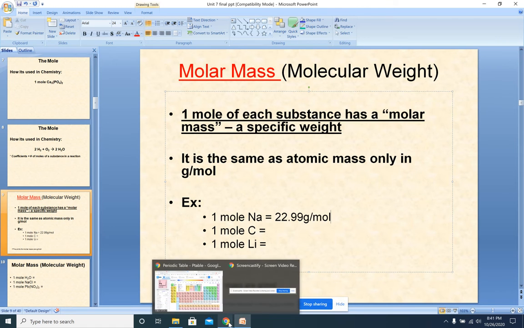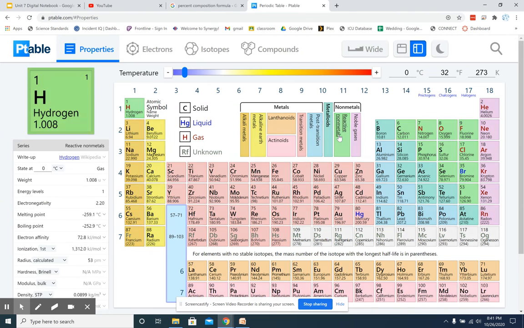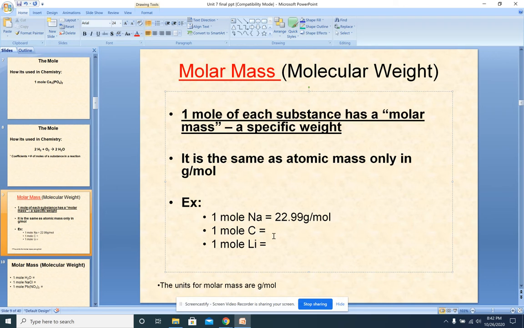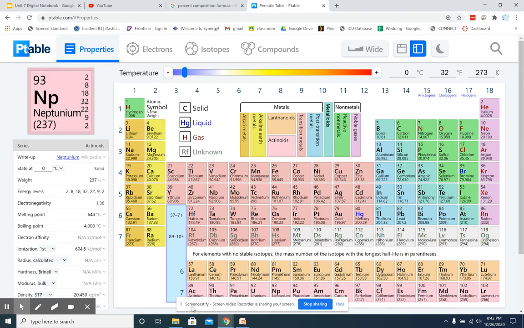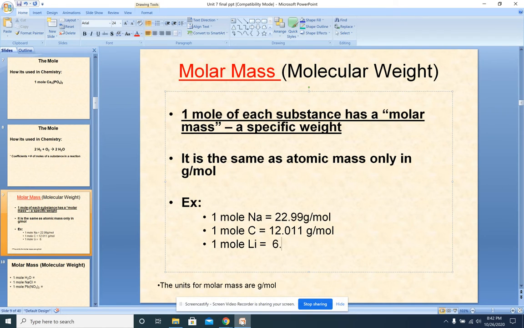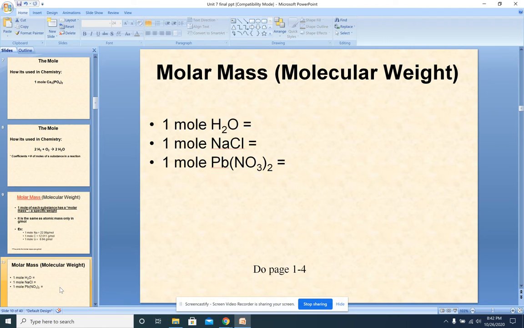So 1 mole of carbon, I'll look at the periodic table, find carbon, it'll be the bigger number, so 12.011 grams per mole. One mole of lithium. So we look at the periodic table for lithium, look at the mass, 6.94. So our answer would be 6.94 grams per mole.